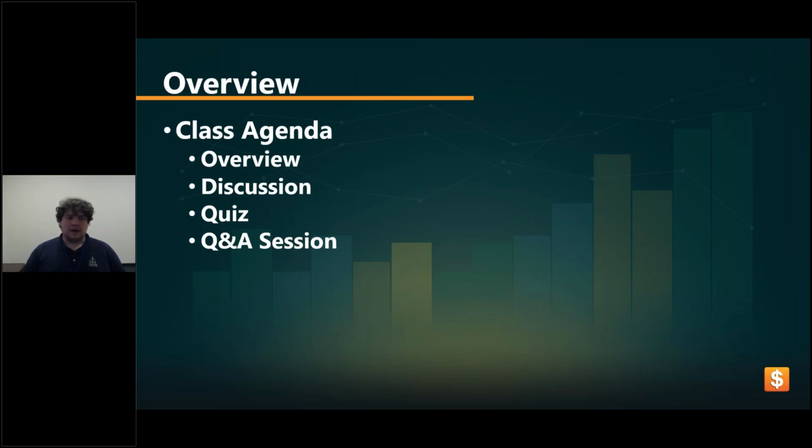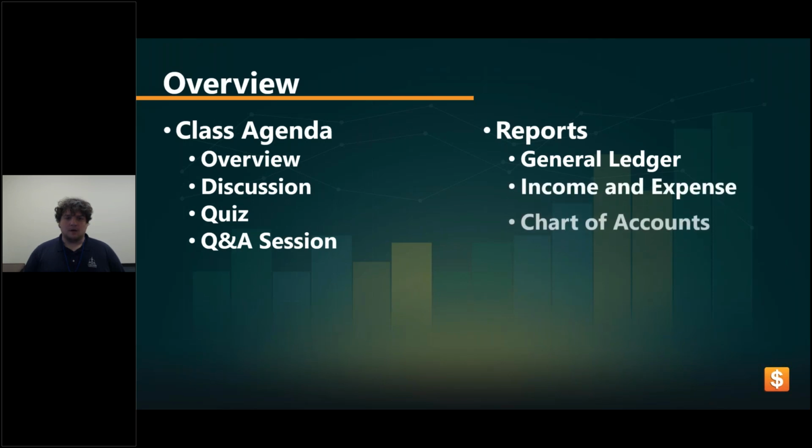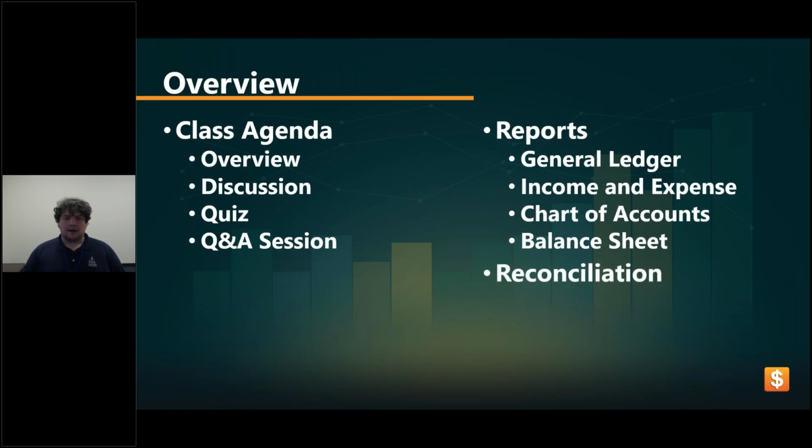All right, so let's go ahead and talk about the content of today's session and what we're going to be talking about. Today we're going to be talking about reports. The reports we'll be talking about today are the general ledger report, income and expense, the chart of accounts report, the balance sheet, and we're also going to be talking about the bank reconciliation process. Okay, so that's the items we're going to be covering specifically today. Oh, sorry, we're also going to be talking about the event log. Forgot to mention that. So we will be talking about the event log here as well. Then we'll be jumping into our quiz, and then finally our Q&A session. So that's the structure of today's class. It's what we're going to be covering today.